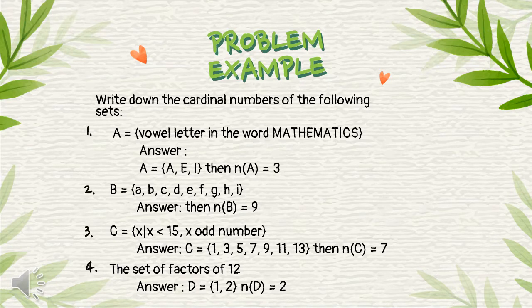Problem example. Write down the cardinal numbers of the following sets. The first, set A is the vowel letters in the word mathematics. The answer is, set A is {A, E, I}. Then n(A) is 3. The second, set B is {A, B, C, D, E, F, G, H, I}. And the answer is, then n(B) is 9.